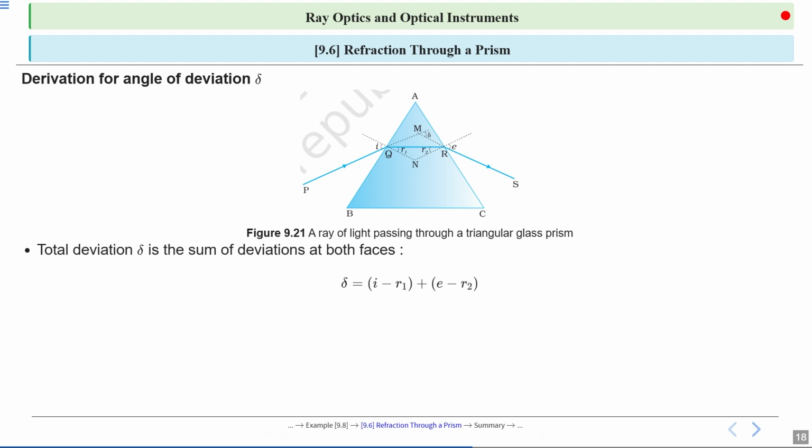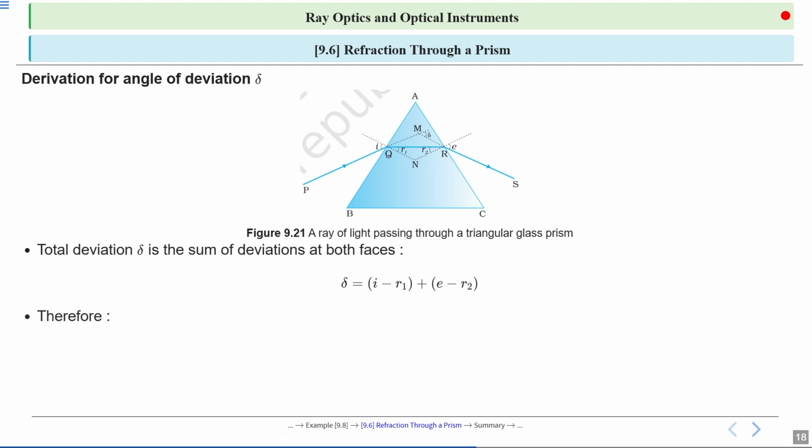Now, the angle of deviation at the second surface. So QR, in the diagram, the QR ray is deviating through some angle and emerges as RS. So the angle of deviation at the second surface is MRQ. Angle MRN is equal to E. Subtracting R2 from E will give us MRQ. That is the angle of deviation at the second surface. So the sum of these two angles of deviation at both surfaces will give the total deviation, which is delta equal to I minus R1 plus E minus R2.